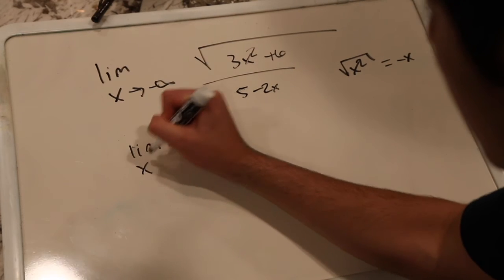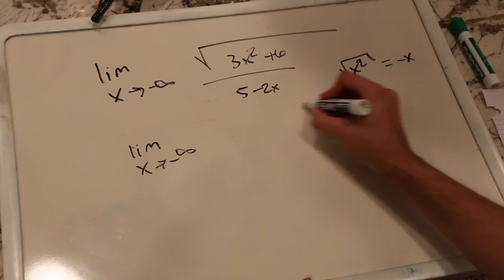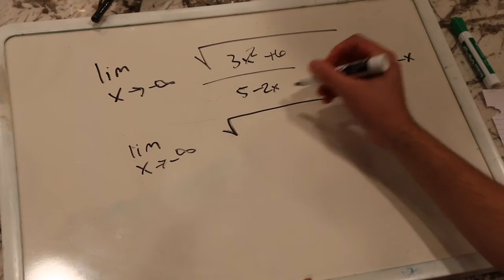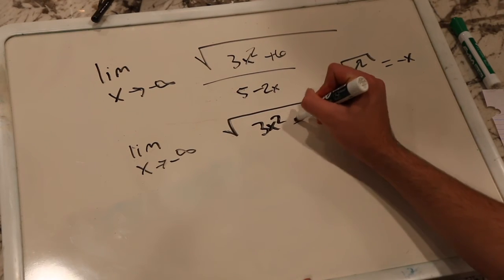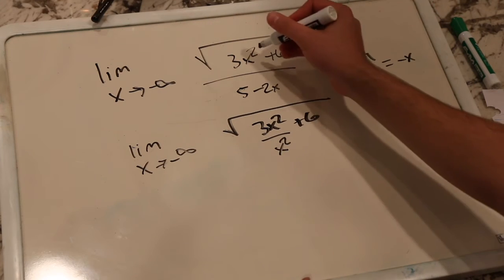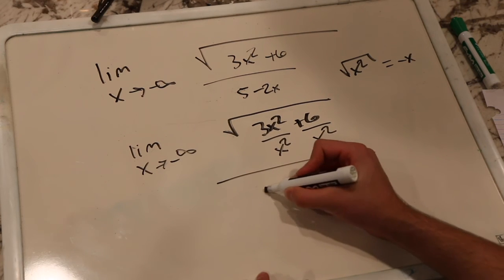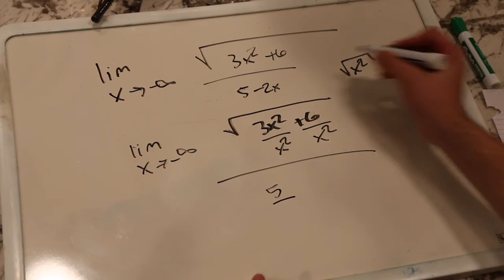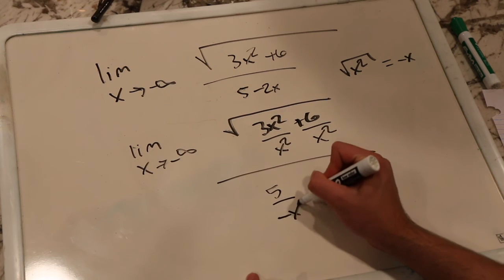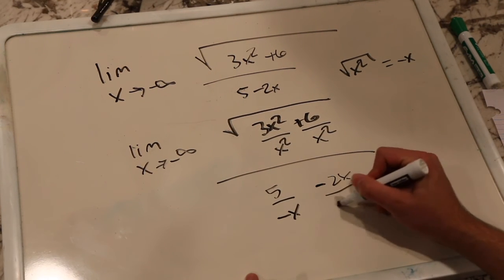Okay, so we're going to do the same thing that we did in other problems. So let me just write it out. Never forget notation. So we get root 3x squared plus 6. And this is going to be over x squared because of this, right? Large degree. And then here, we're going to do 5 over negative x, since it's approaching negative infinity. And then it's going to be minus negative 2 over negative x.